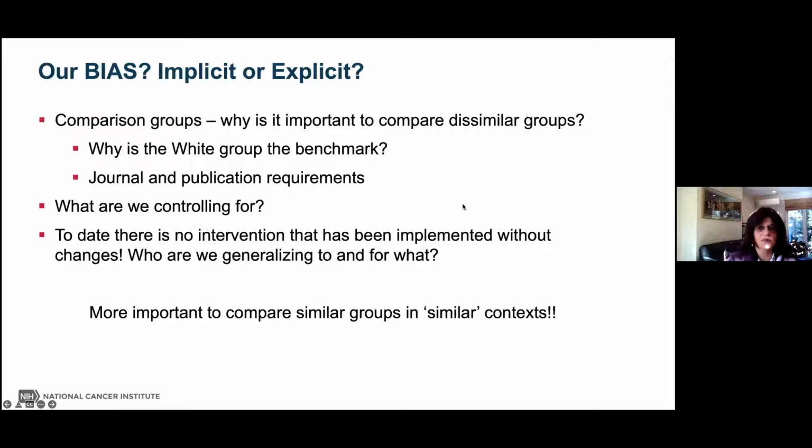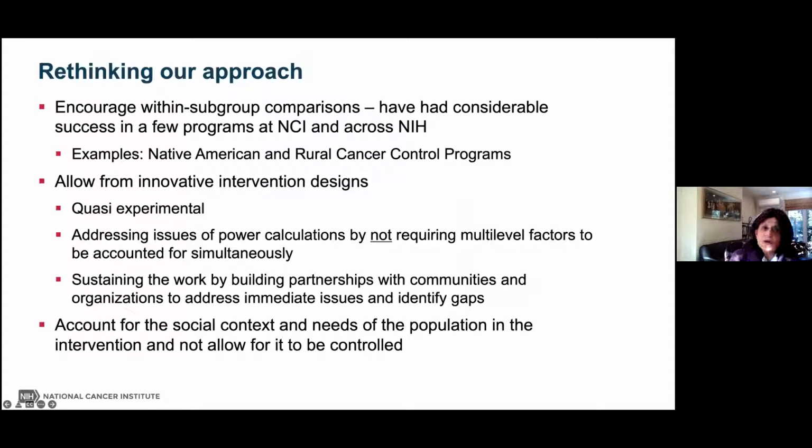So it's much more important that we compare similar groups. If I tell you that people in persistent poverty should be compared to people in non-persistent poverty, their realities are different. Why would you want to do that? So in rethinking our approach, we need to encourage within-subgroup comparisons. We have the Native American program, for example, which doesn't allow comparisons outside of the same community. And as I mentioned to you, we have the Rural Health Control Program.